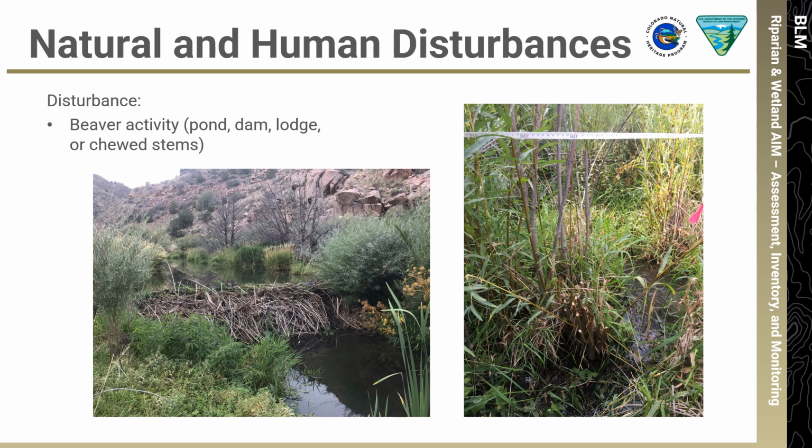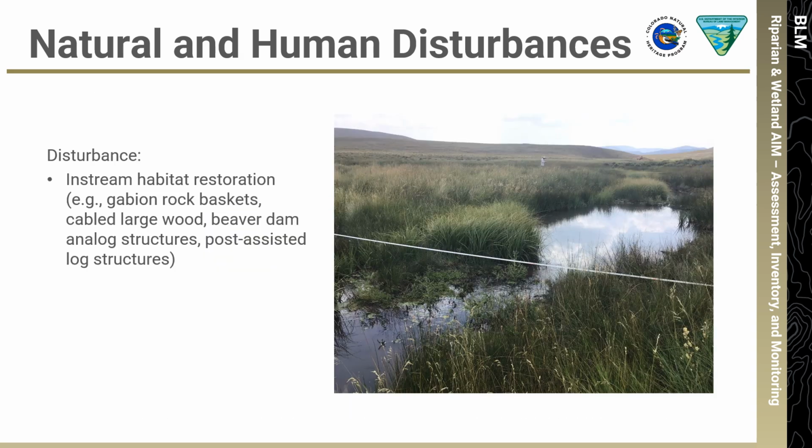Both photos pictured here show signs of active beaver activity. On the left is an active beaver dam, and on the right is an example of chewed willow stems. Both examples fall under the beaver activity disturbance. In this example, wetland sod has been installed in the stream channel to slow down water throughout the system and widen the wetland riparian area. The disturbance would be recorded as in-stream habitat restoration. Because this is a disturbance to hydrology, it would be recorded as present instead of rating the scope and degree on a scale of 1 to 4.